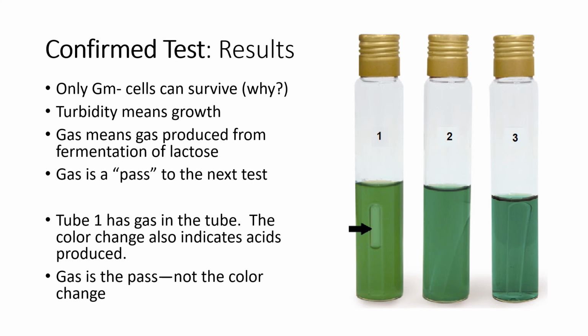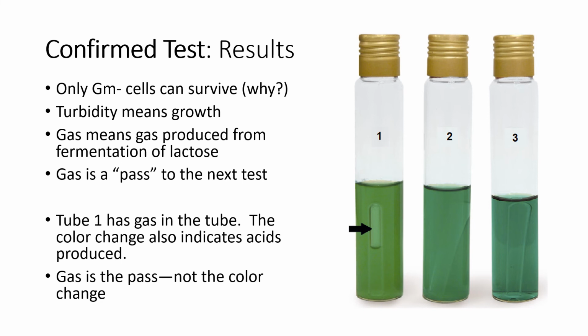So if I had gas and went forward into the brilliant green lactose bile broth, but now I have no gas, then I know that whatever gave me the gas before must have been a gram positive, and now I just got rid of it. With the bile and the brilliant green, I inhibited the ability of that gram positive to make a cell wall, and so now they're dead. They did not survive in here at all. Okay, I couldn't have gone forward if I didn't have gas.